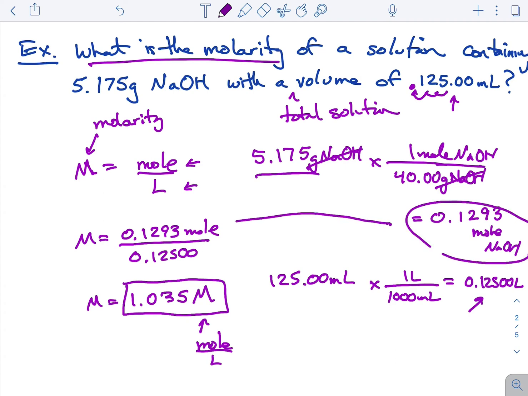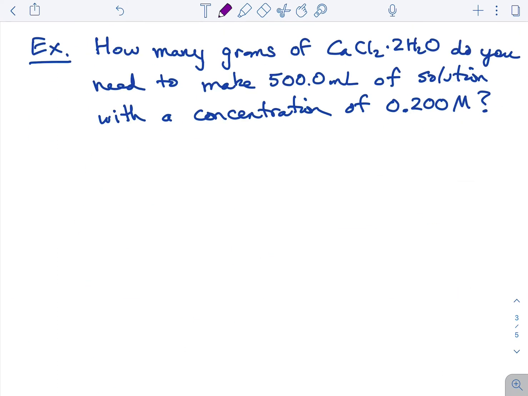That goes into the molarity equation. Change your milliliters to liters. That goes into the molarity equation. Divide. There you go. All right. So this can get a little trickier because we don't always just want the molarity of a solution that we've already made. Sometimes we want to know how to make a solution, which again, we're going to go into in more detail in the next video, but let's go ahead and work the calculation here.